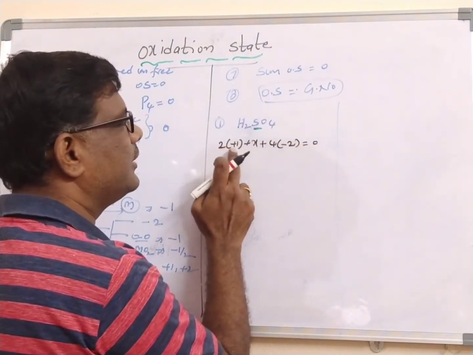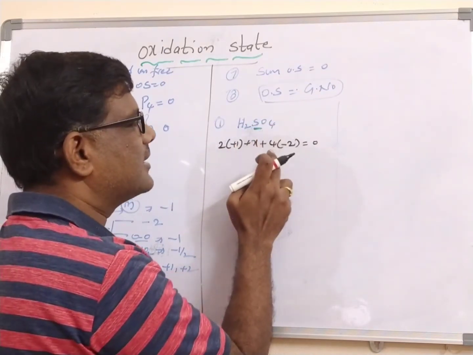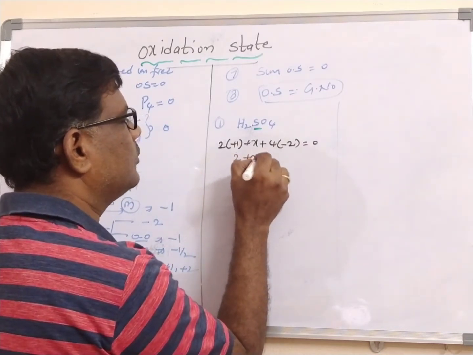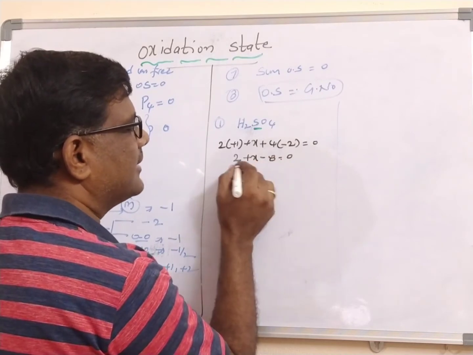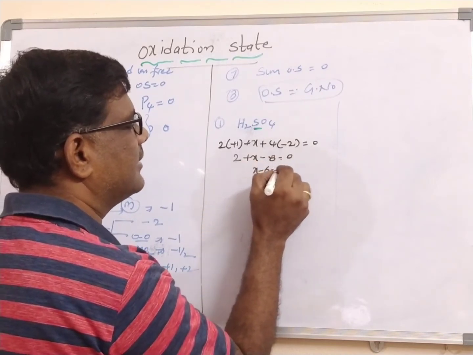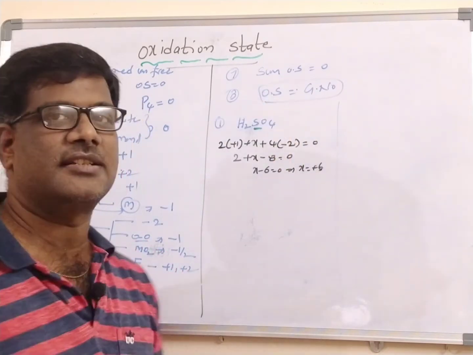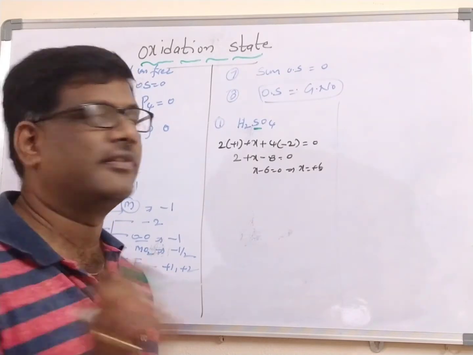2 hydrogens, 2 into +1. Sulfur we have to find, that's why it is X. 4 oxygens, each showing -2. Ultimately 2 plus X minus 8 equals 0. So -8 plus 2 gives X minus 6 equals 0. It implies X is equal to +6. So the oxidation state of sulfur is +6. Similarly, this applies to whatever example you are given.